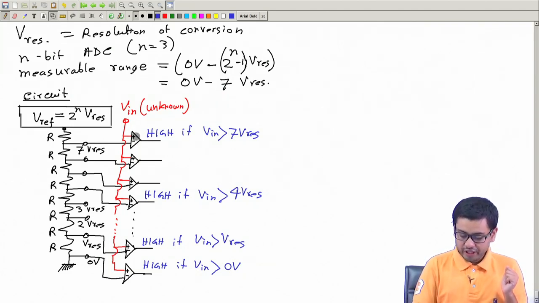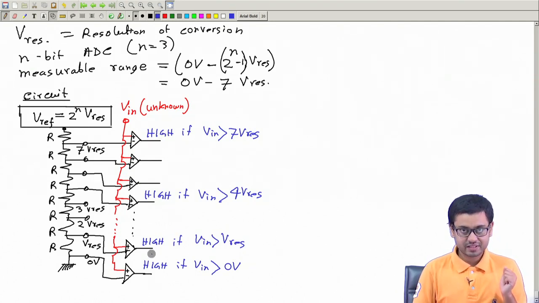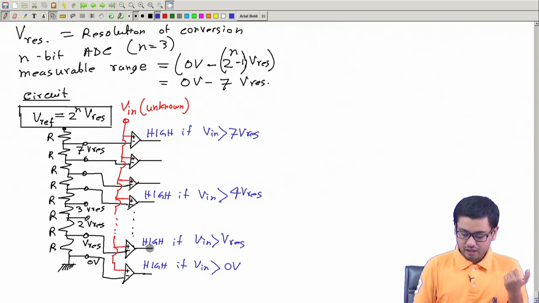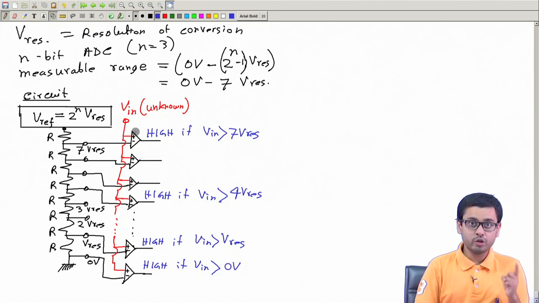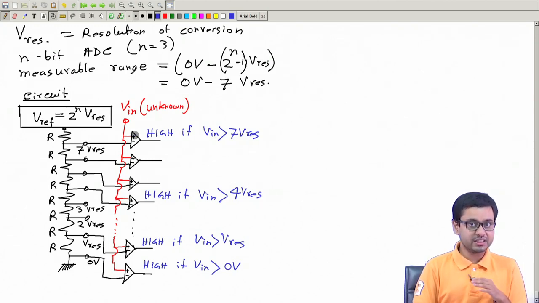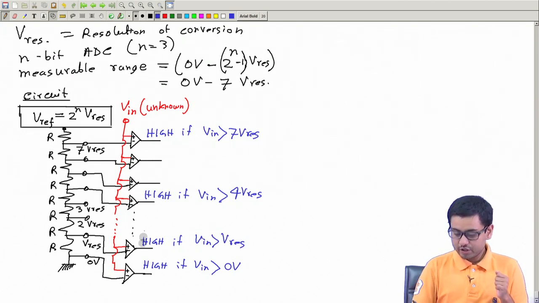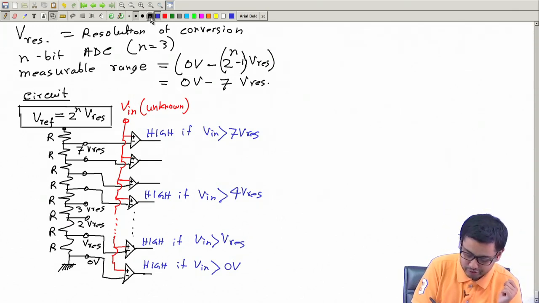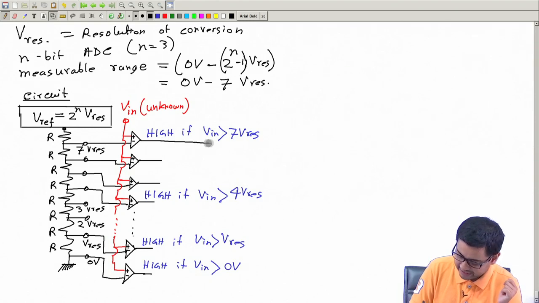So, therefore, we do many comparisons simultaneously, unlike in, say, a successive approximation or digital ramp type ADC, where we had only one comparator. Therefore, we could ask one question at a time and we had to ask all the questions sequentially, but here we have so many comparators. So, we can ask many questions simultaneously together, okay. And therefore, we will get these answers.